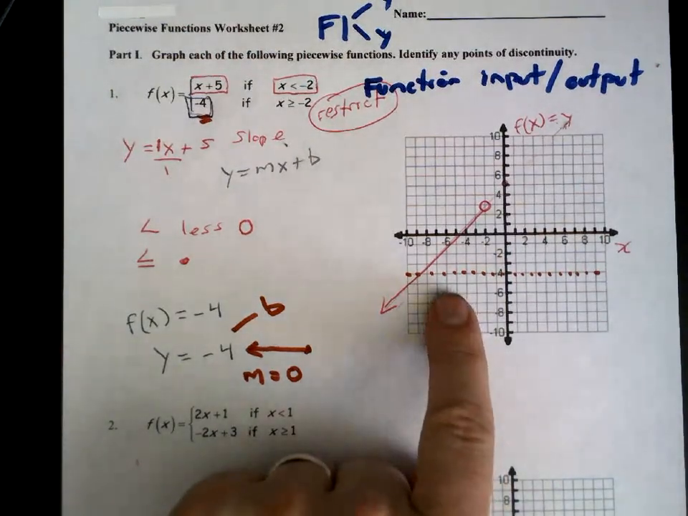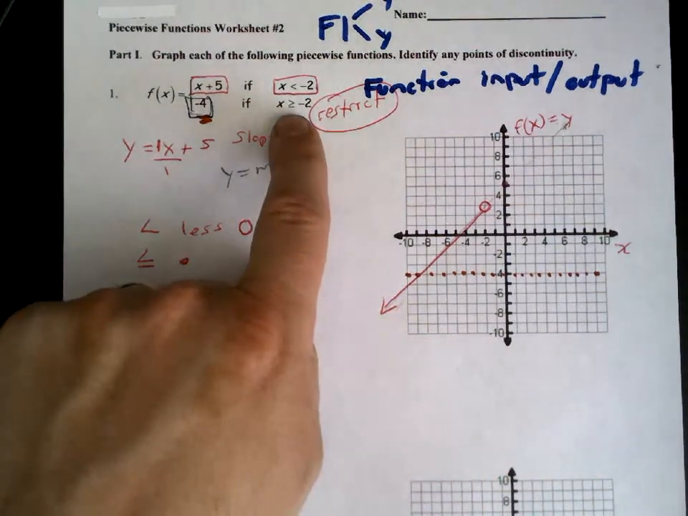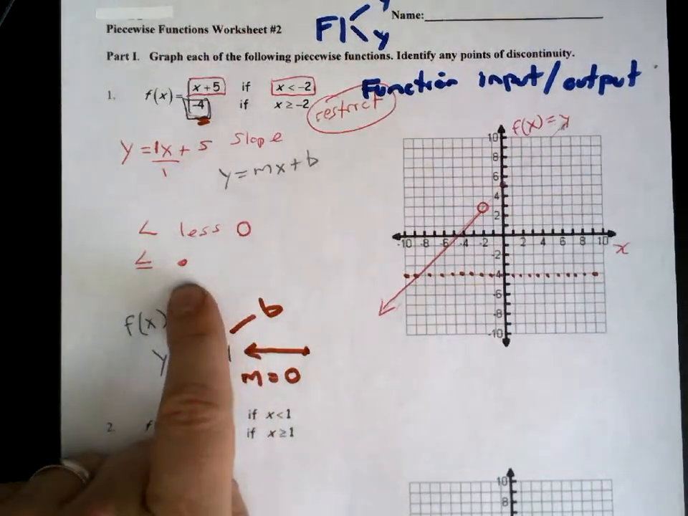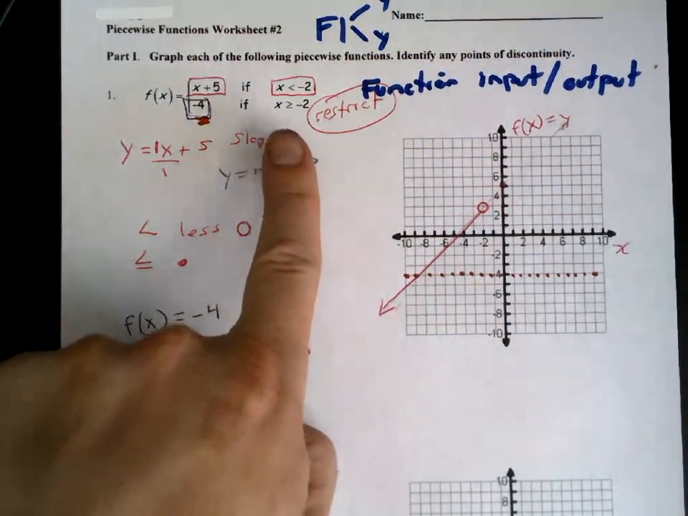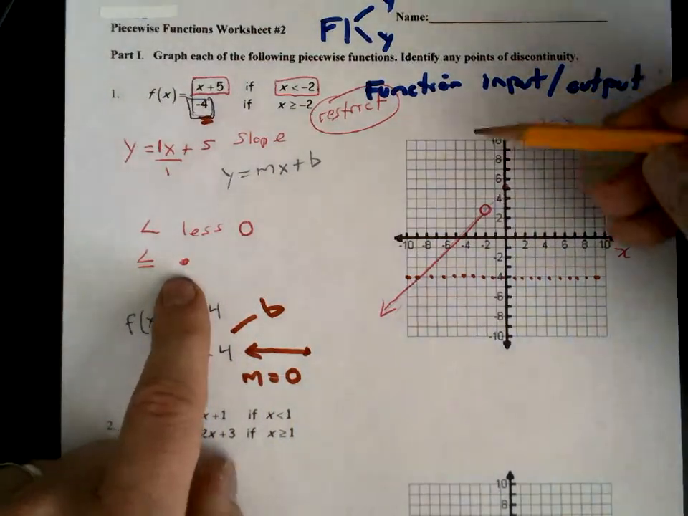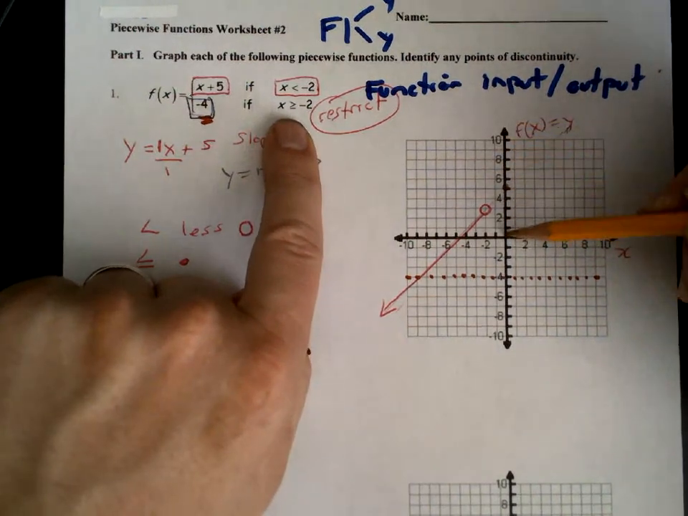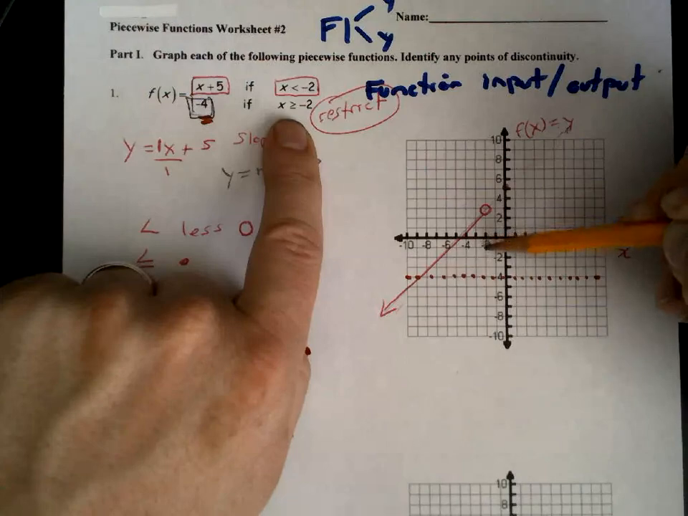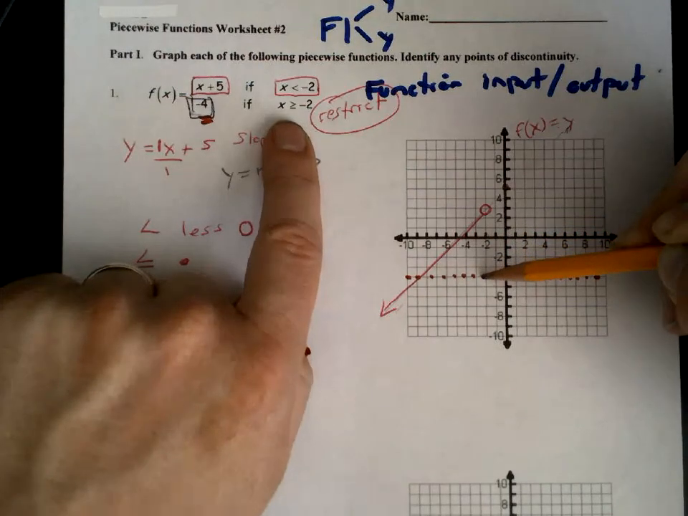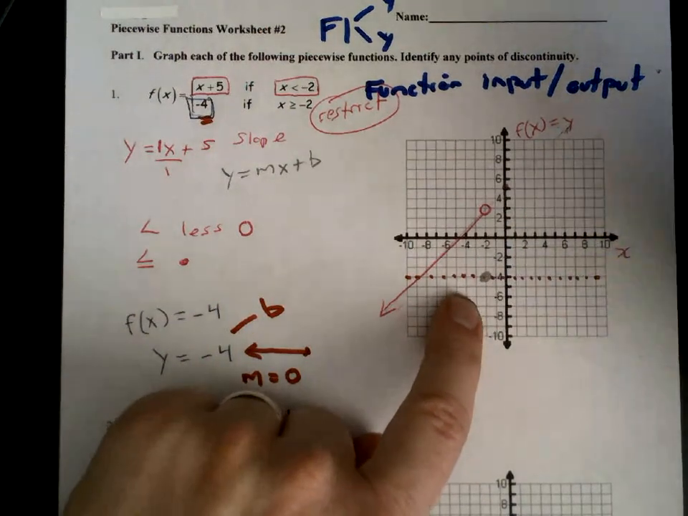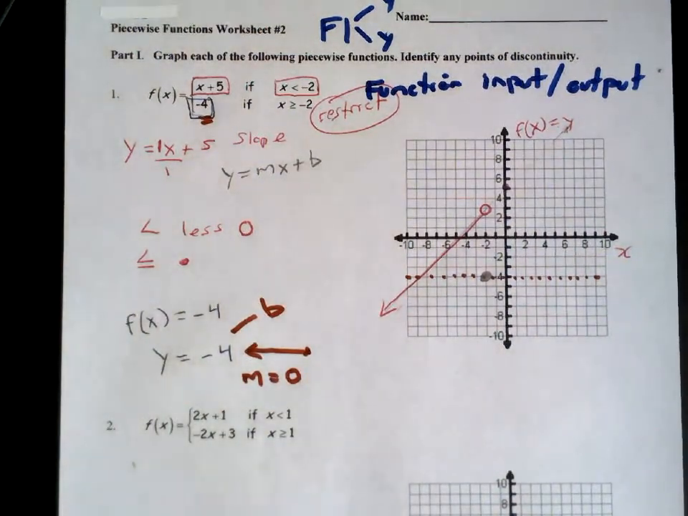So this is what it is. Now we have to be careful. Is this solid or hollow? Well, it has an equal sign, so it's going to be solid. So here's what we're going to do. We're going to go all the way to -2 on the x, and then we're going to go down all the way to the graph. And we're going to make this thing solid, just like that.